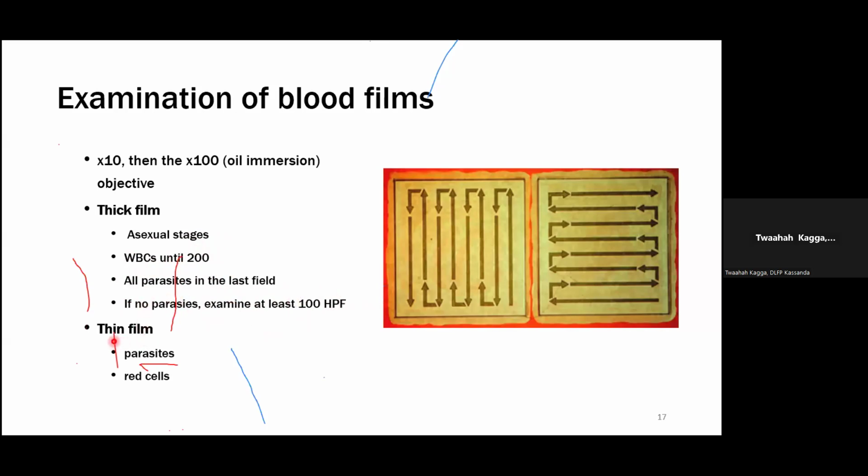Then for a thin film, we are looking for malaria parasites, the different stages. But for a thin film, the red blood cells are not hemolyzed. Therefore, we look for parasites inside red blood cells, except for one species where the gametocyte stage ruptures the cells. So we look for the parasites inside the cells, also the nature of the infected red blood cells.